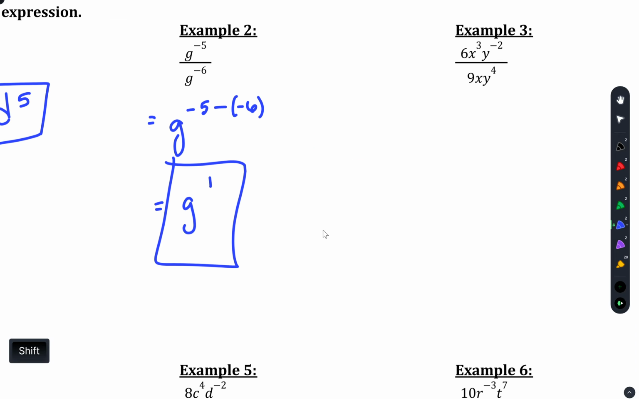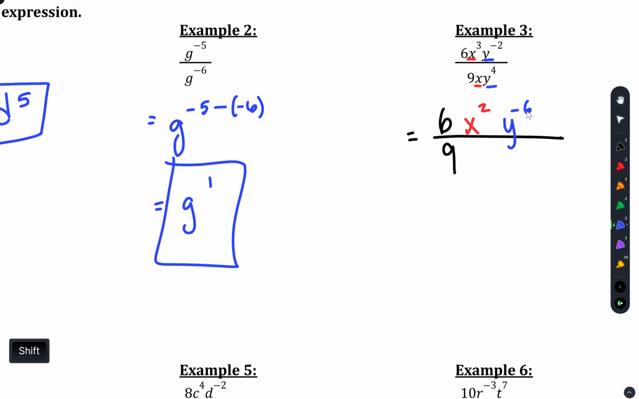In example 3, we start making things even more tricky because now we're looking at multiple bases. The 6 over 9, that's just going to stay as it is for right now. We'll take care of it later. And then I'm going to first take a look at the x's. Again, I'm going to do the subtraction, and I'm going to bring it to the top. So x to the 3rd minus 1, 3 minus 1 is x to the 2nd. And then for the y's, y to the negative 2nd minus 4 is the same thing as y to the negative 6th power.